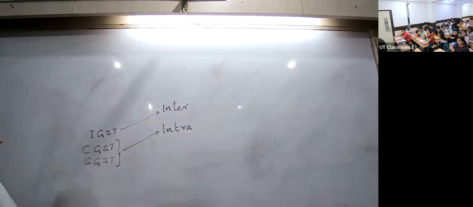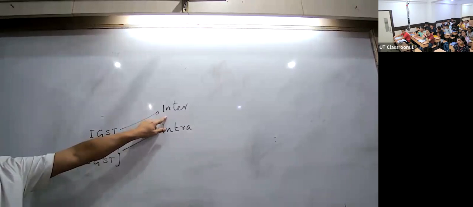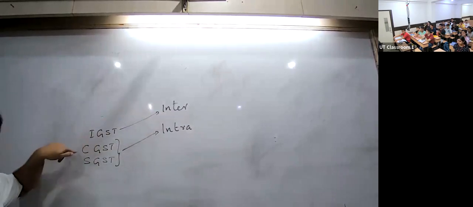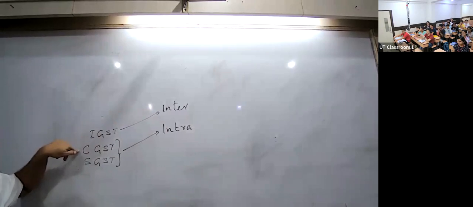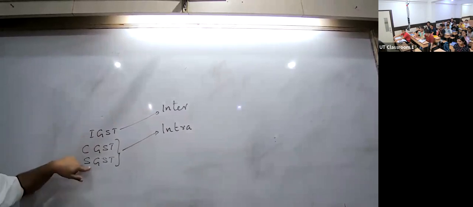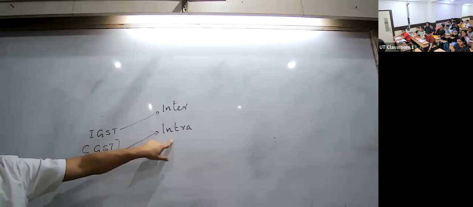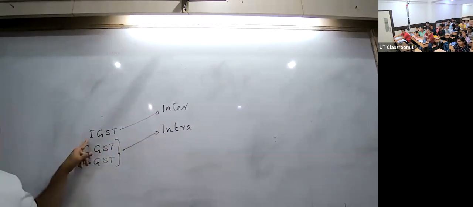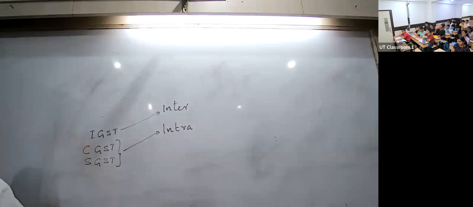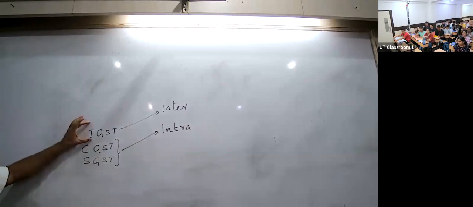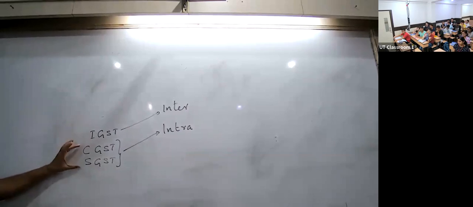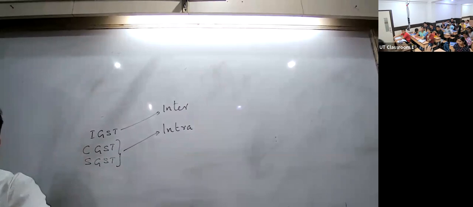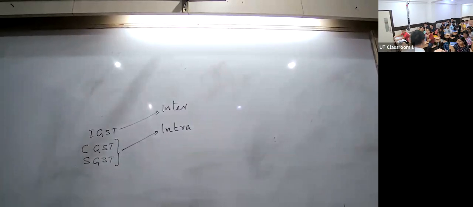So, for interstate, what do we need to calculate? IGST. Then what will be the CGST? 0. And SGST? 0. For intrastate, what you need to calculate? CGST and SGST. Then what will be the IGST? 0. Either you will be calculating IGST or CGST and SGST. Whichever way you are paying, the amount of tax paid is the same.